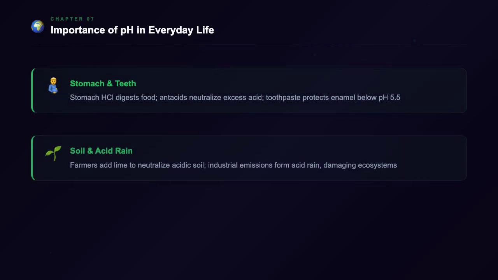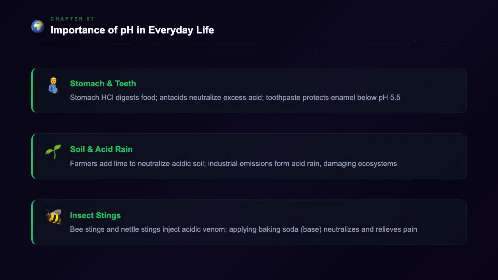Your stomach produces hydrochloric acid to break down food. Too much acid causes indigestion. Antacids like milk of magnesia neutralize excess acid. Tooth enamel corrodes when mouth pH drops below 5.5. Bacteria produce acids, causing decay. Basic toothpaste helps neutralize these acids.